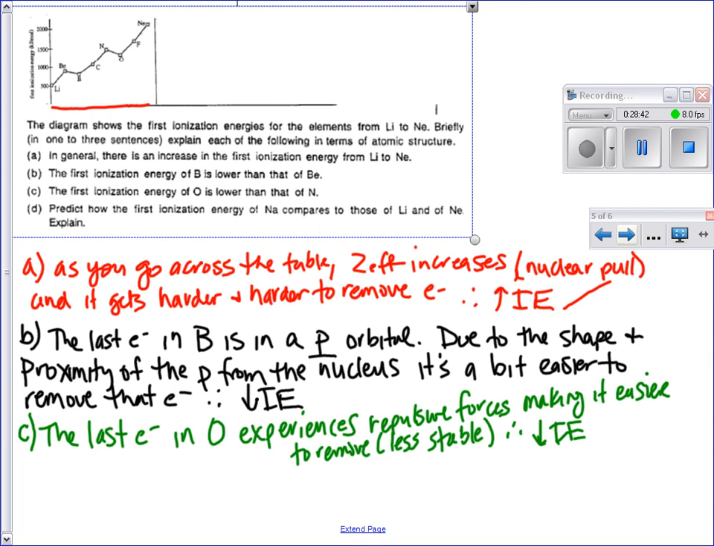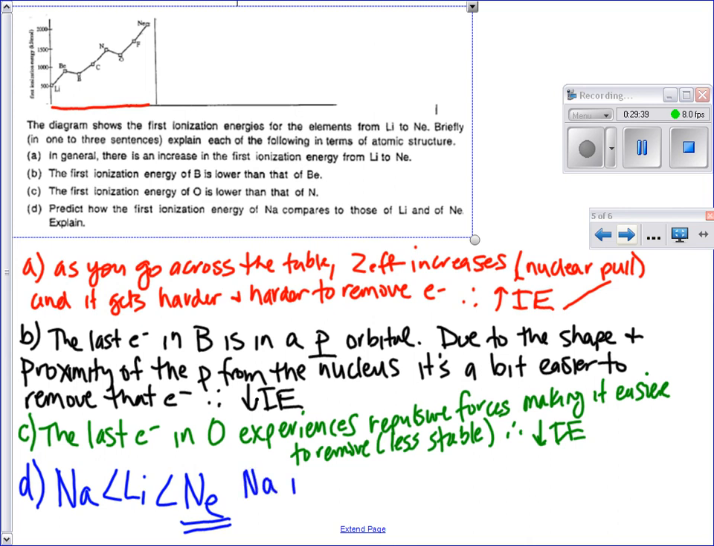And our last one, Part D, predict how the first ionization energy of Na compares to those of Li and Ne. Well, we can kind of rank them. If we rank them, that would help. We know of the three of them, what has the least ionization energy? What? Na? Huh? Oh, you're right. I was thinking hardest. So take it back. So what's the easiest? You were right, Na. And then what's next? Li, and then Ne. Ne is the smallest of all three of those, so it's going to have the highest first ionization energy. So predict how the first ionization energy compares.